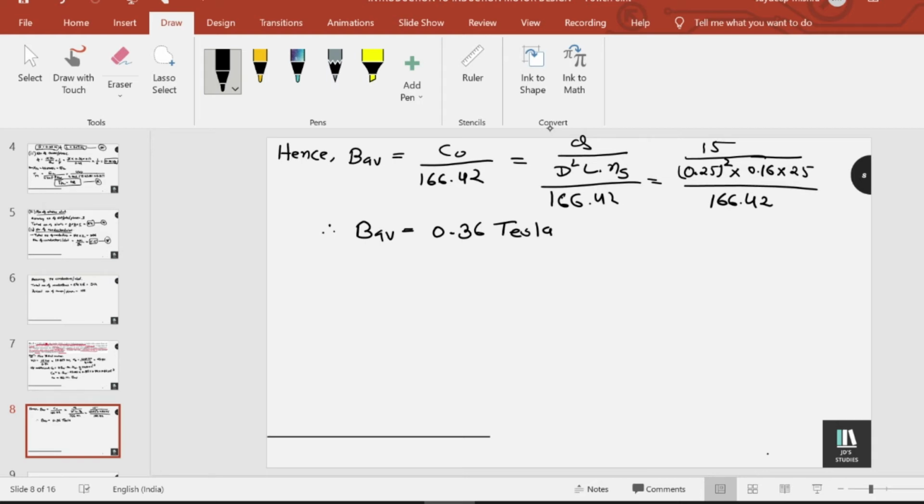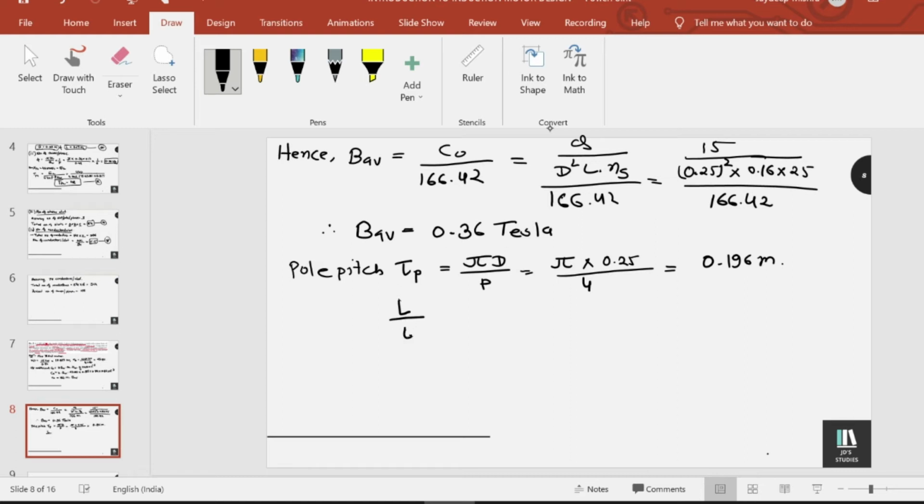Now, what is the value of the pole pitch? Pole pitch, tau p, is pi D divided by the number of poles. We have the value of pi, the value of D is 0.25, and the number of poles is 4. That's why we will get the pole pitch as 0.196 meter. We will get the ratio of length per pole pitch, which is 0.815.